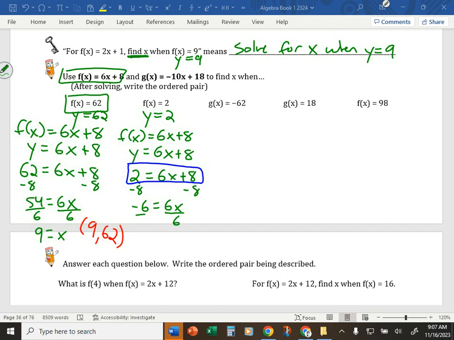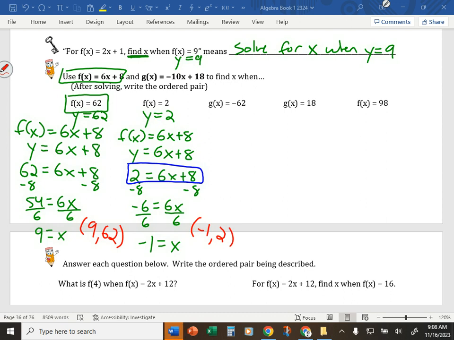Divide both sides by 6, yet again. This time we get -1 as our value for x, which means that the ordered pair that this passes through is -1 and 2.